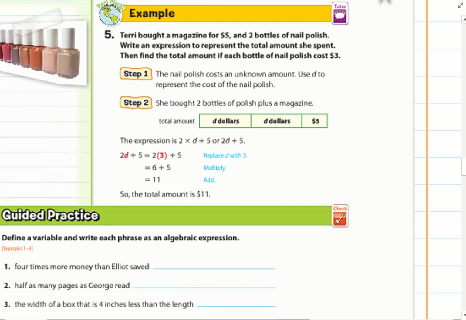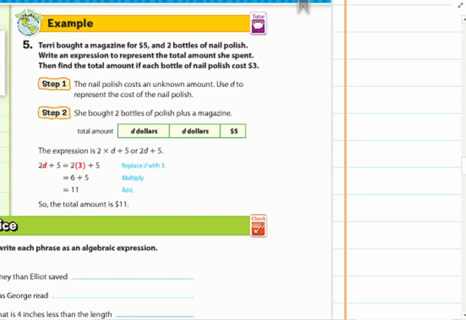Example 5. Terry bought a magazine for $5 and 2 bottles of nail polish. Write an expression to represent the total amount she spent. Then find the total amount if each bottle of nail polish costs $3. So she bought a magazine for $5 and 2 bottles of nail polish. So we have $5 and then plus 2 bottles of nail polish. So we're going to say 2 nail polishes. So we're going to multiply that by 2.